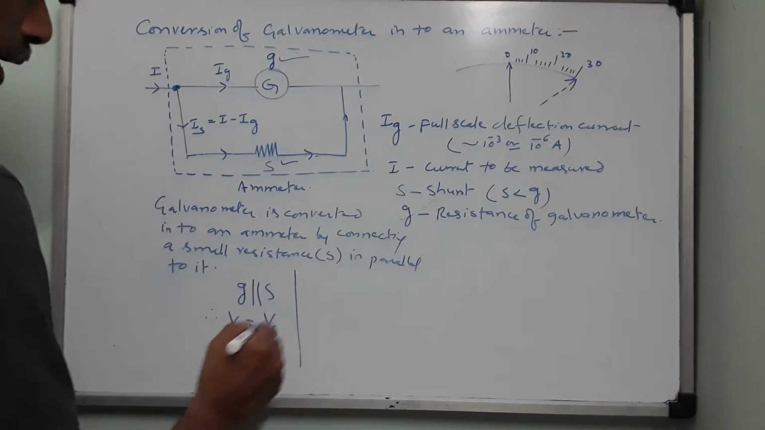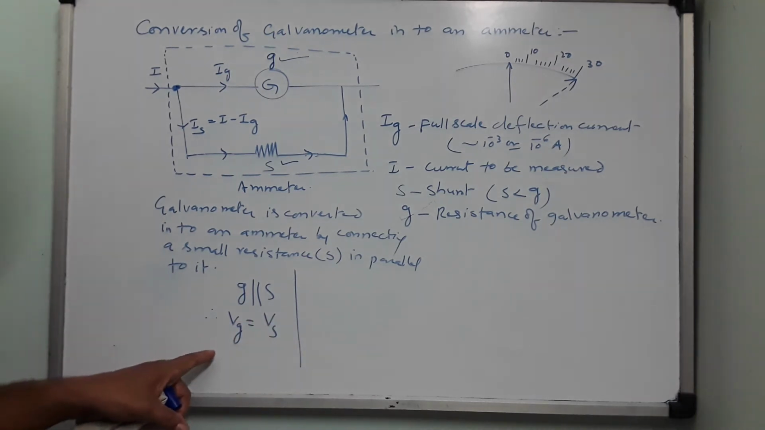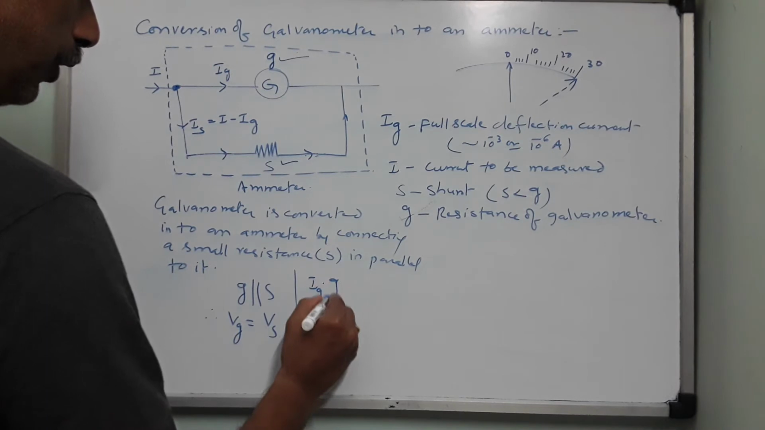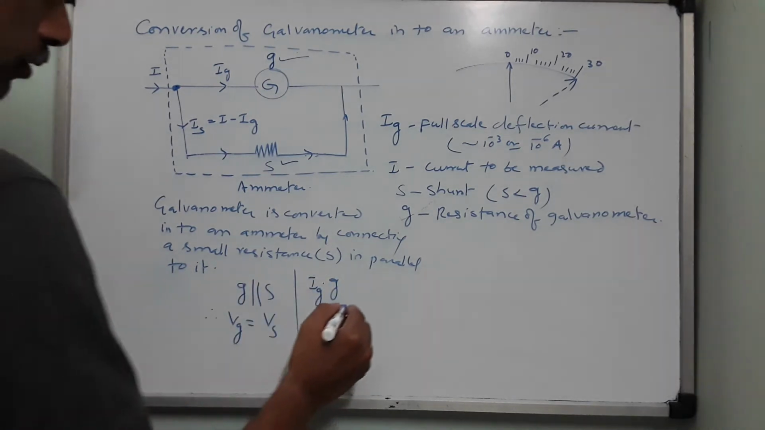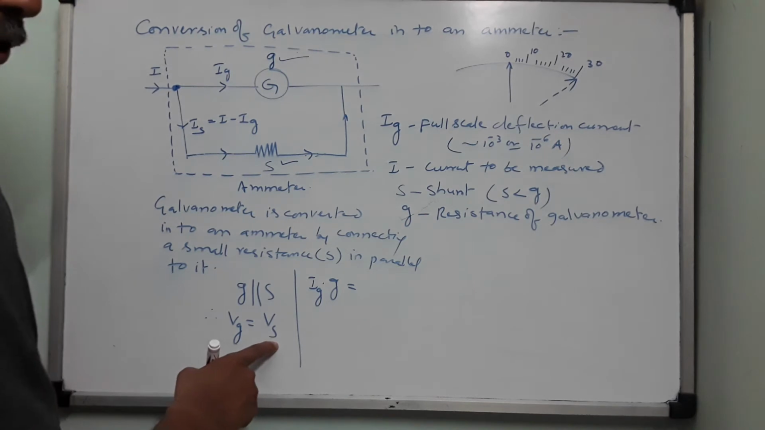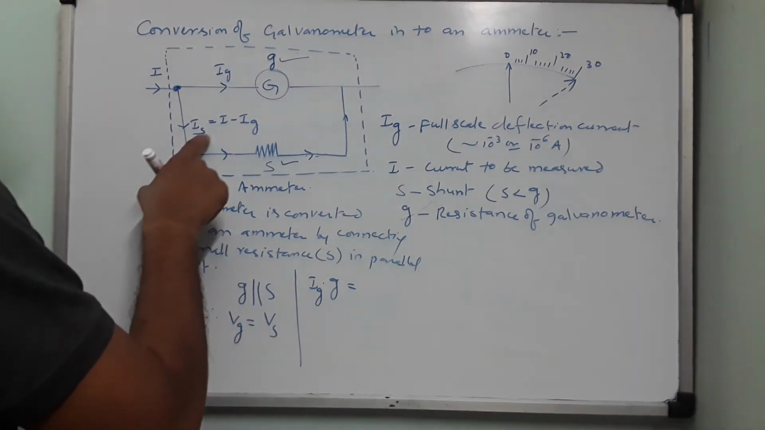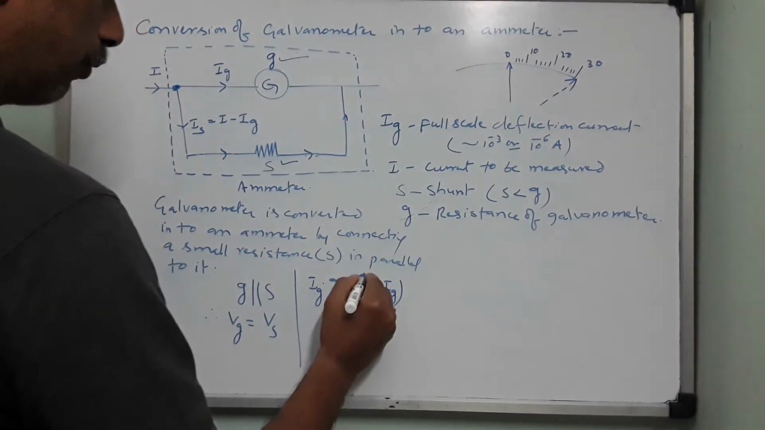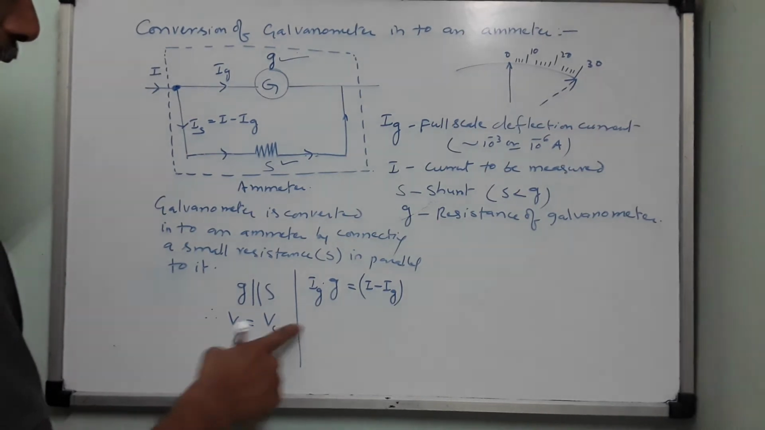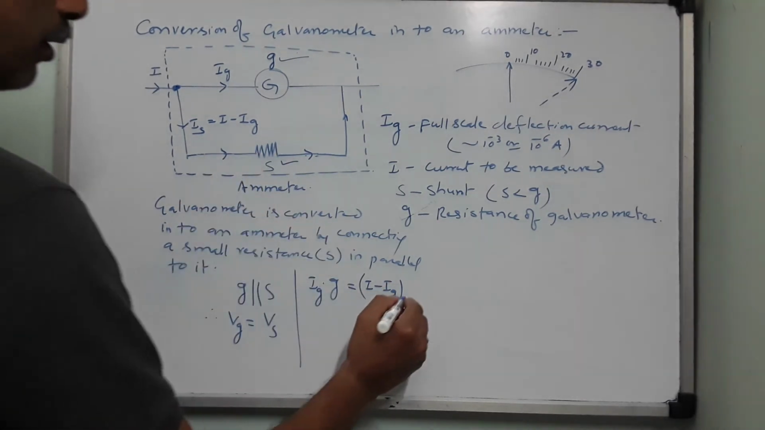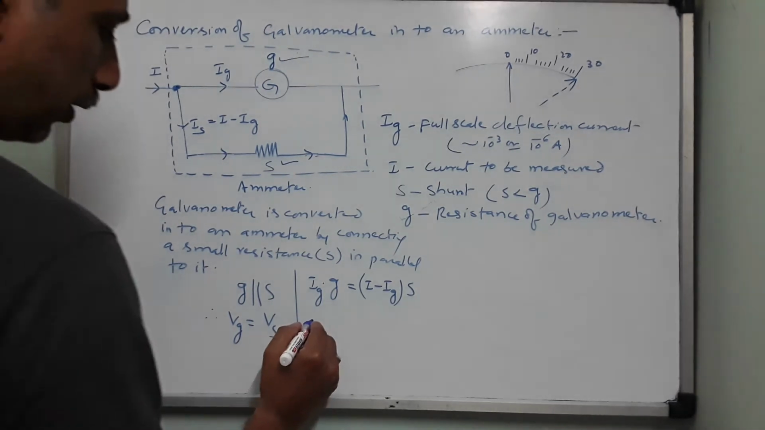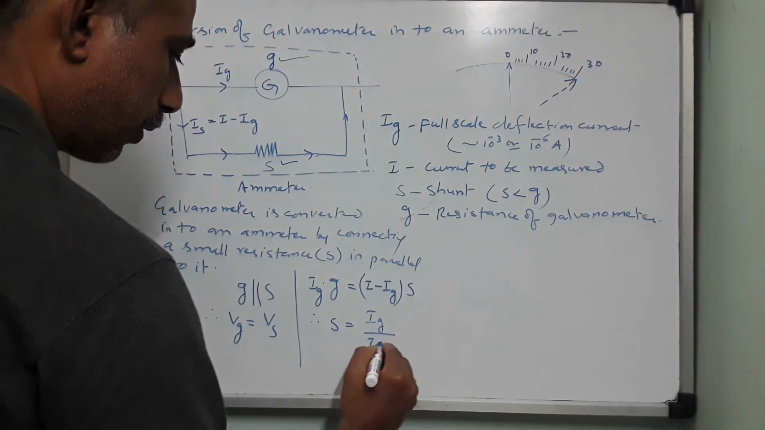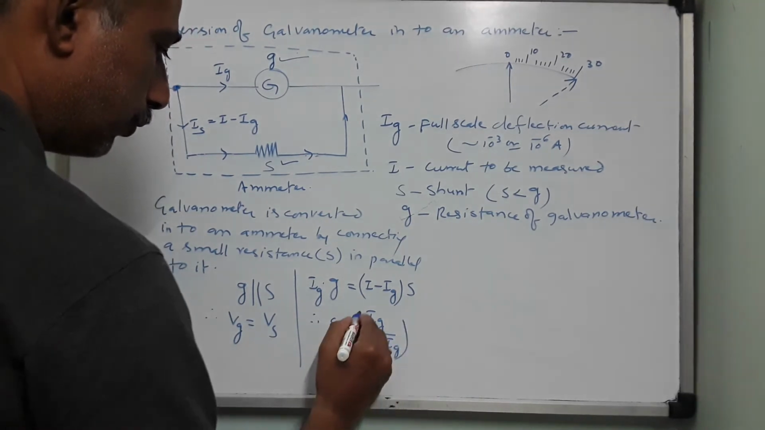V is nothing but what? IR. Current flowing in the galvanometer multiplied by its resistance. So Ig into G, the resistance of the galvanometer, equals again IR, current flowing through the shunt. How much? Is. That is nothing but I minus Ig, into the resistance of the shunt S. So therefore, shunt S equals Ig divided by I minus Ig, into G.